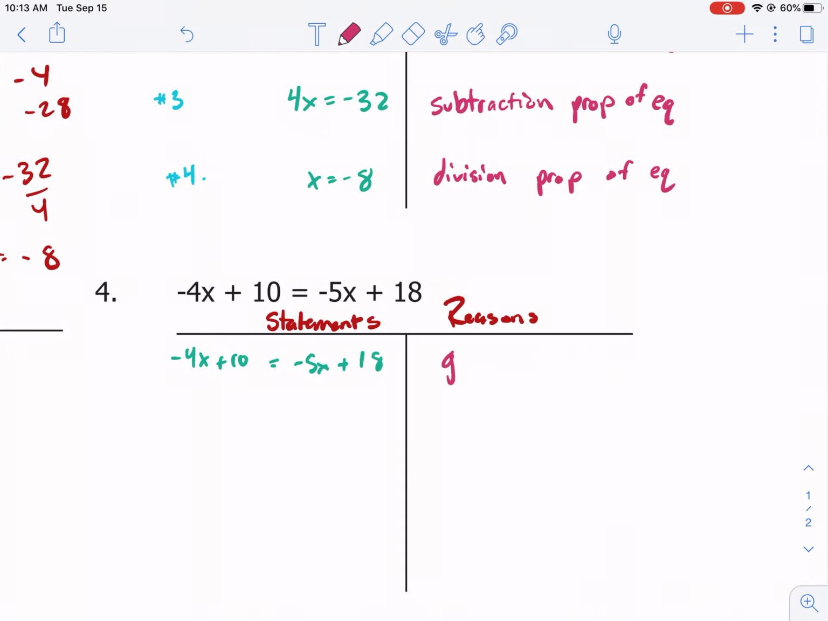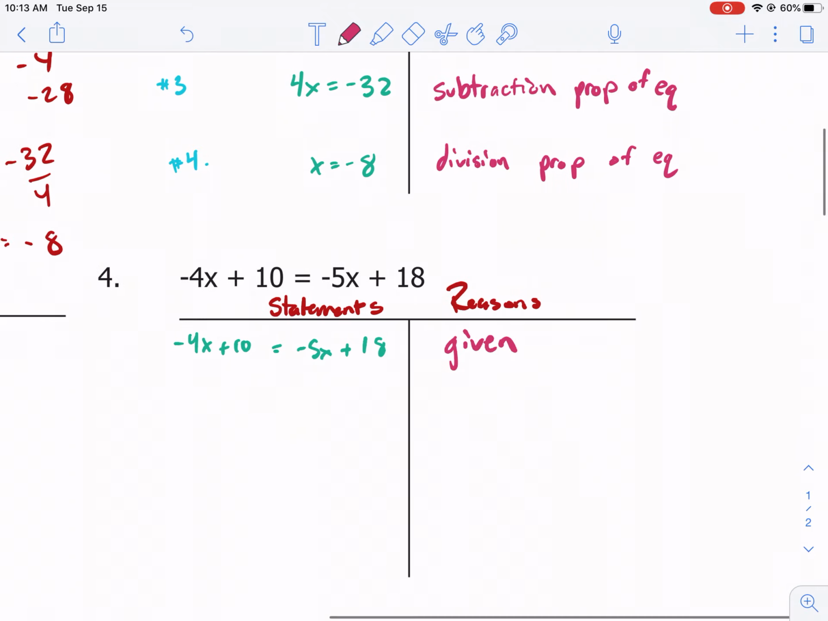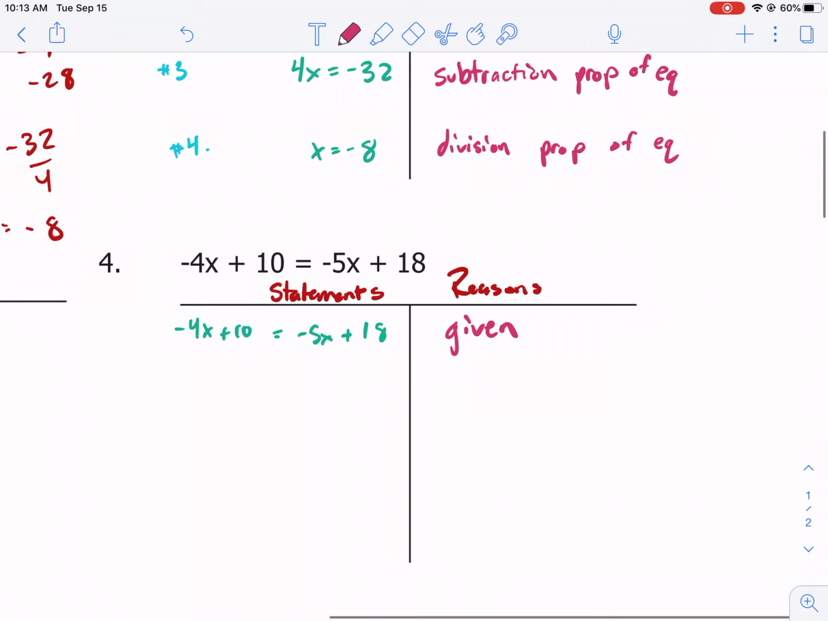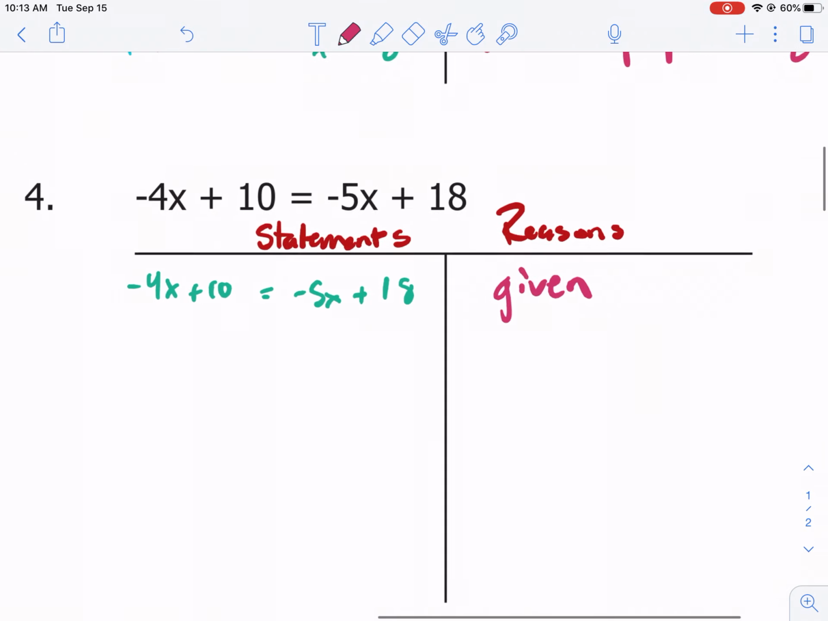I'm sure you just want to do this in one swoop. And this is given. Okay, you have to have the given. Givens are always listed first if they're there, and they are there. So the givens we list first. Next step, what would we do?